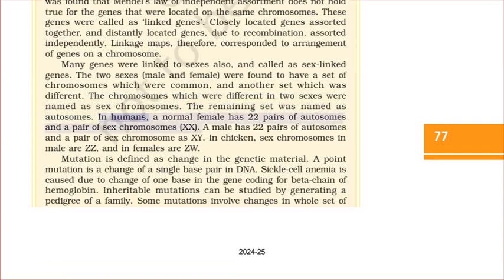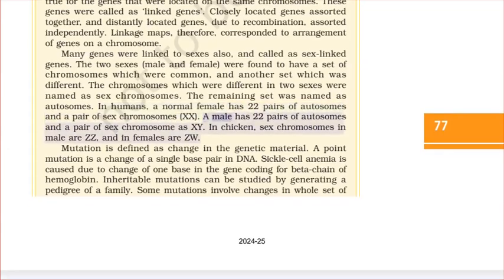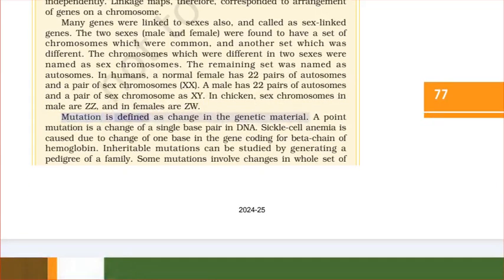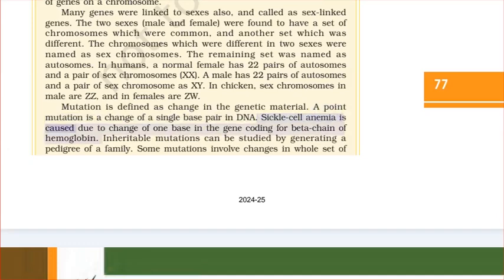In humans, a normal female has 22 pairs of autosomes and a pair of sex chromosomes, XX. A male has 22 pairs of autosomes and a pair of sex chromosomes, XY. In chickens, sex chromosomes in males are ZZ, and in females are ZW. Mutation is defined as a change in the genetic material. A point mutation is a change of a single base pair in DNA. Sickle cell anemia is caused due to change of one base in the gene coding for the beta chain of hemoglobin.